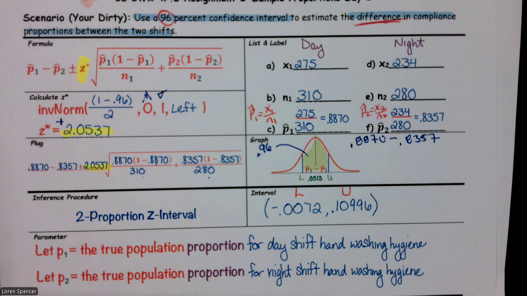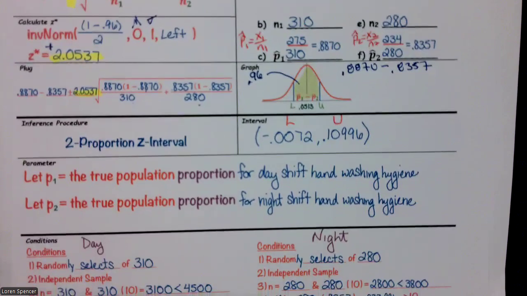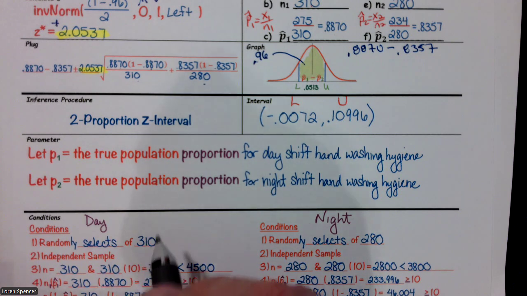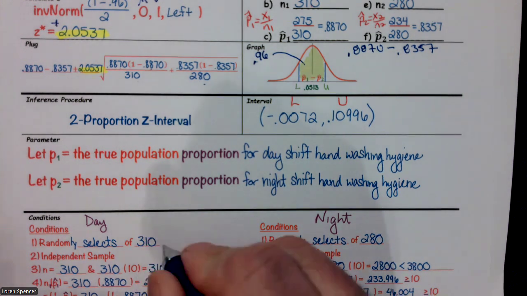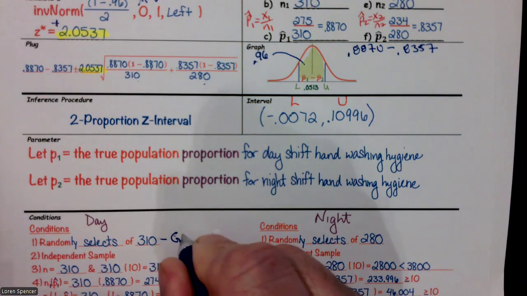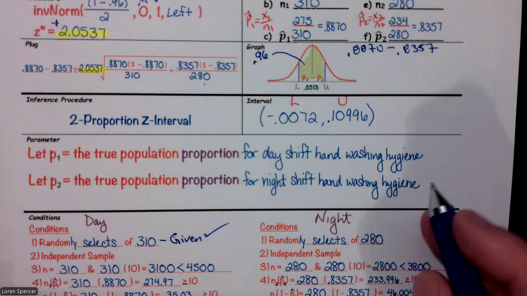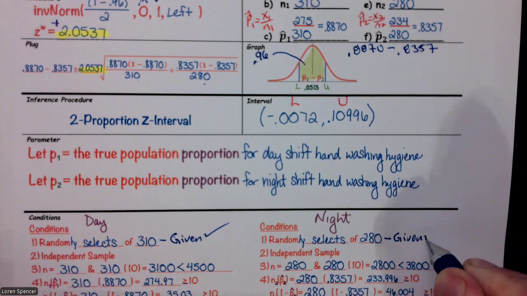Because we have two parameters, we have to have two sets of conditions. We're going to have a day shift and a night shift. So we randomly selected 310. That was our sample size, and that was given to us. So we can write: random select 310, given, check it off. We also randomly selected 280 for the night shift. So that was given. We're good to go.